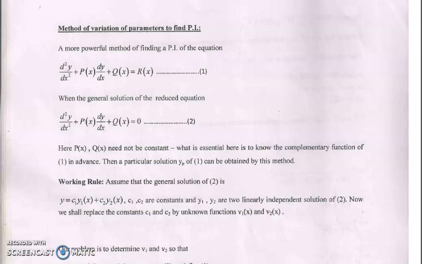This general method is also applicable, but sometimes it happens that the right hand side function is too critical, and when we try to find the particular integral using these rules, it's too difficult to find the solution. In that case we use the method of variation of parameter.